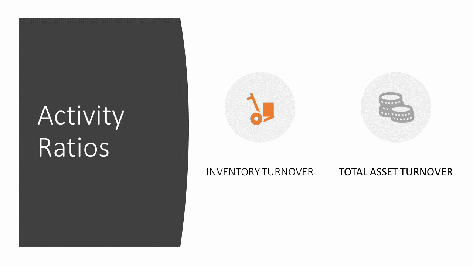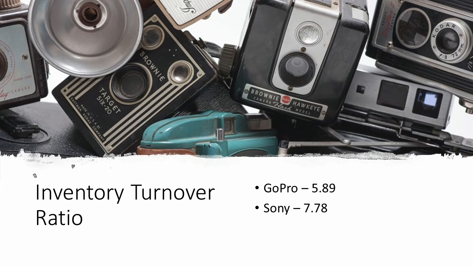Next is the activity ratios. The first one, the inventory turnover ratio, is an efficiency ratio that shows how effectively inventory is managed by comparing cost of goods sold with average inventory for a period. GoPro has an inventory ratio of 5.89. This means they turn over inventory around 6 times per inventory period. This is good as this ratio has been increasing for GoPro over the last few years, but still is behind fellow competitor Sony, which turns its inventory over at nearly 8 times.